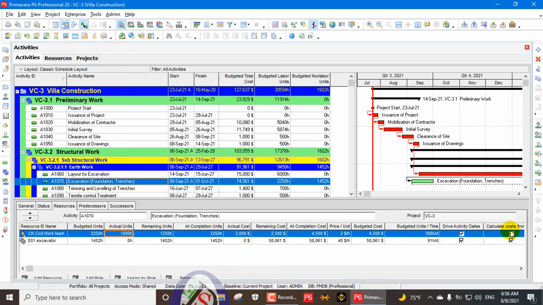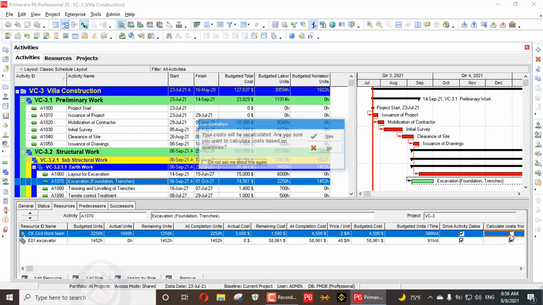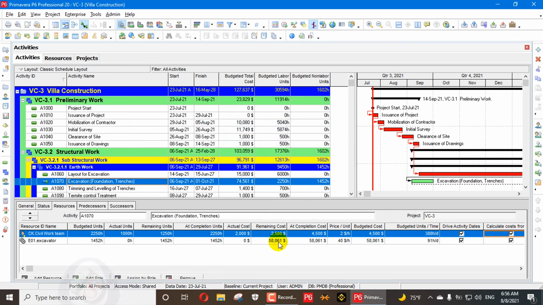The same applies if we uncheck this one and go to the actual cost. Your at completion cost is 4500, and if we say my actual is done up to 3000, then 1500 will be left here. So we will click this one again and go back to default. It is calculated by multiplying by $2. So the remaining units are calculated by at completion units minus actual units.